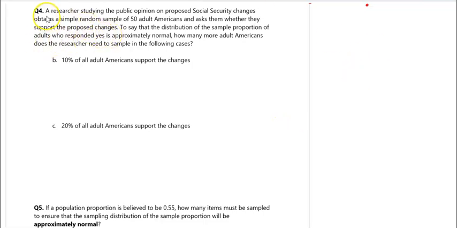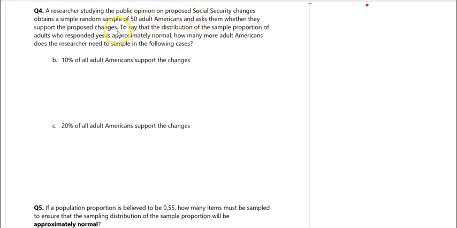Question number 4 on the handout of chapter 8, section 8.2. A researcher studying the public opinion on proposed social security changes obtained a simple random sample of 50 adult Americans and asks them whether they support the proposed changes. Here they ask 50 adult Americans.